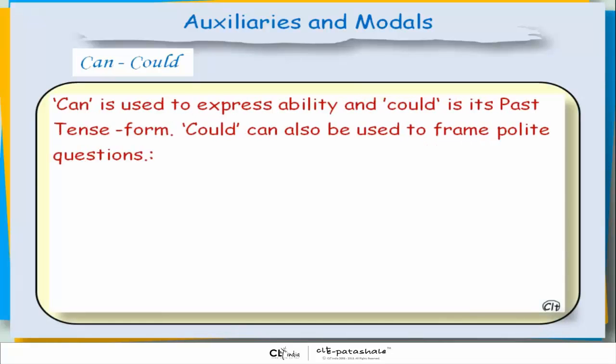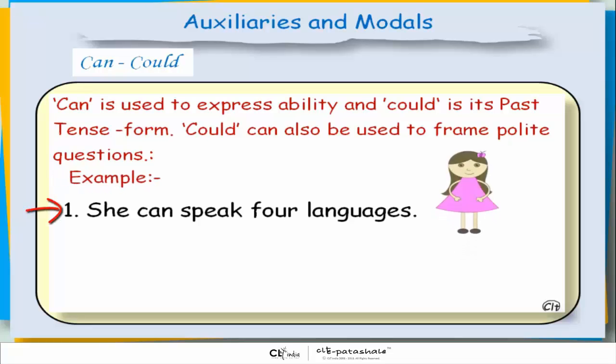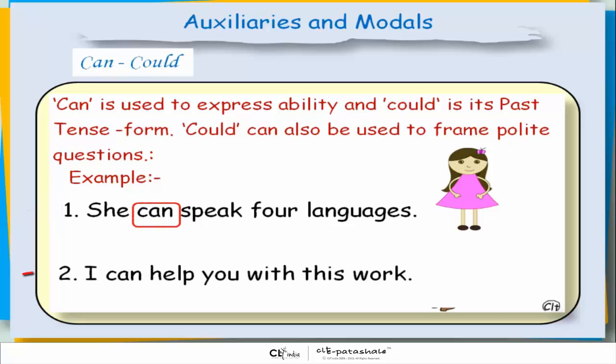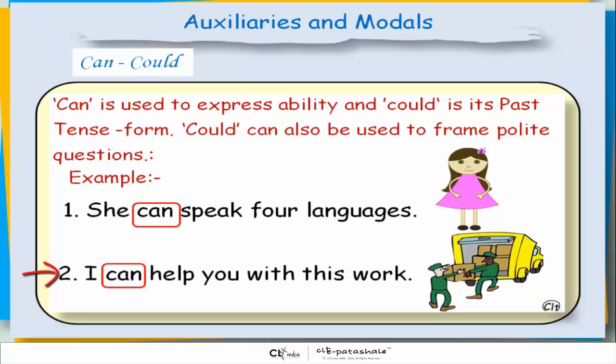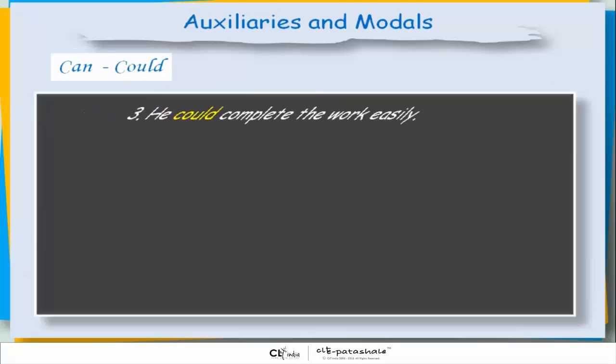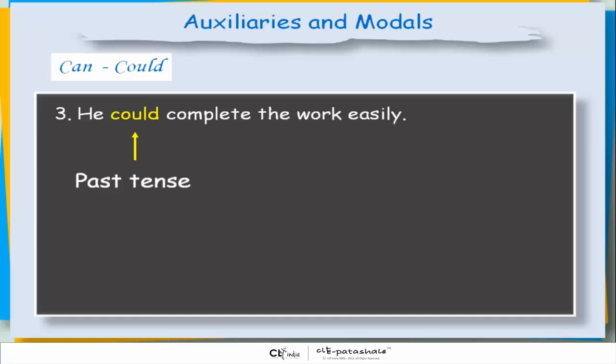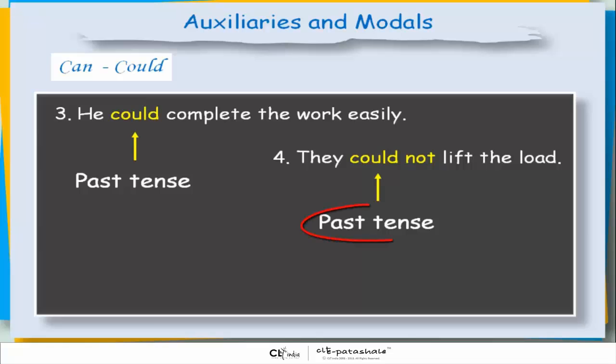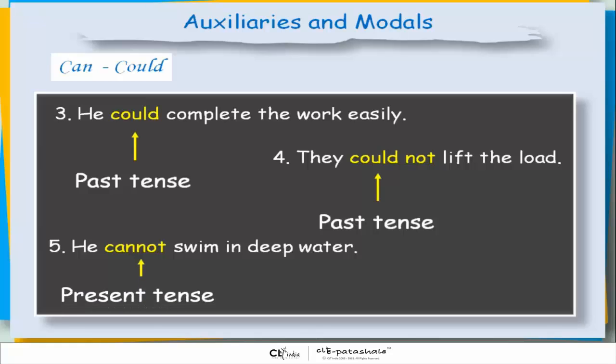Can is used to express ability and could is its past tense form. Could can also be used to frame polite questions. For example, she can speak four languages. I can help you with this work. He could complete the work easily is the past tense, and they could not lift the load is the past tense of can again. He cannot swim in deep water. It is a present tense.